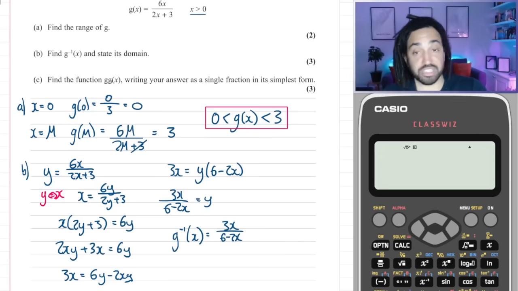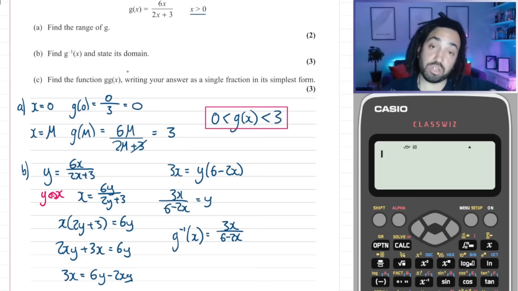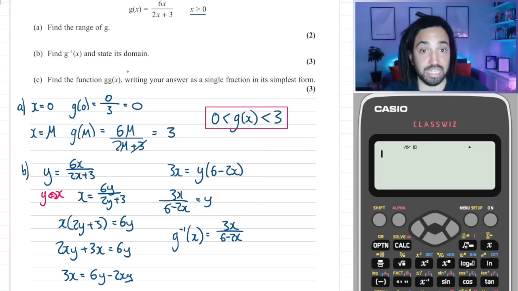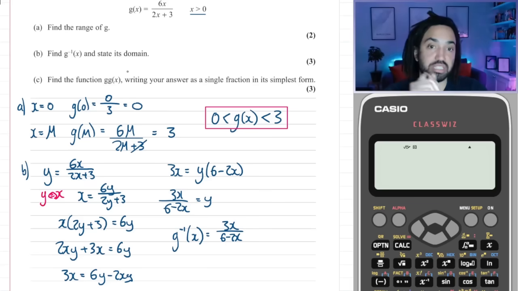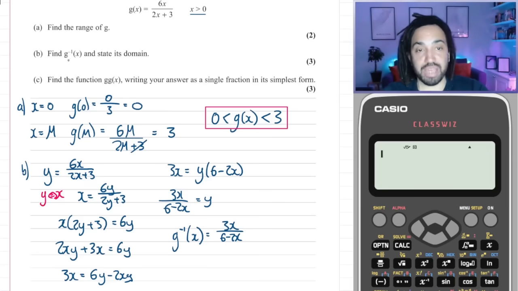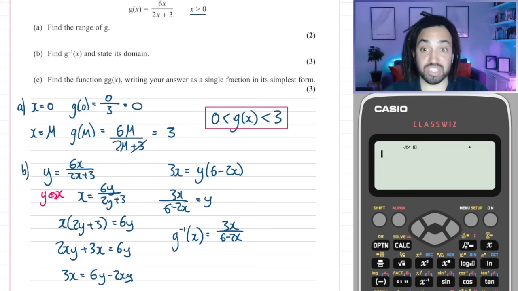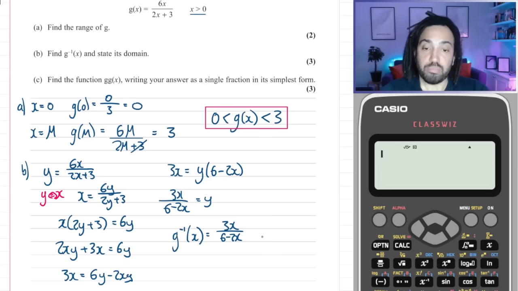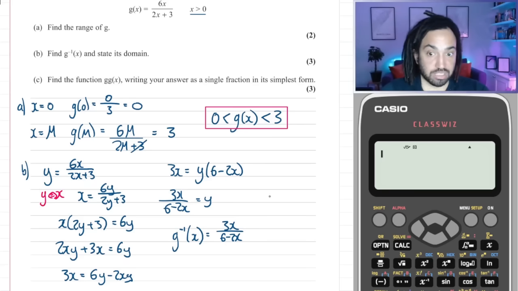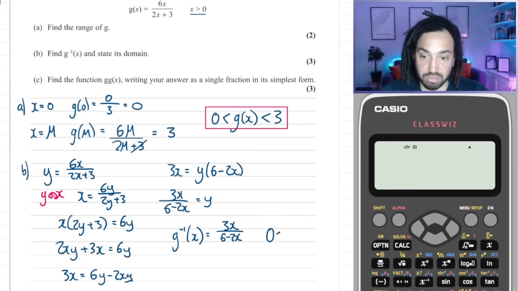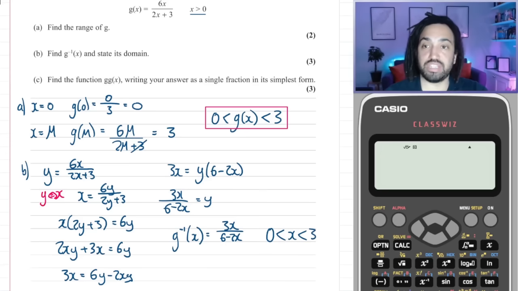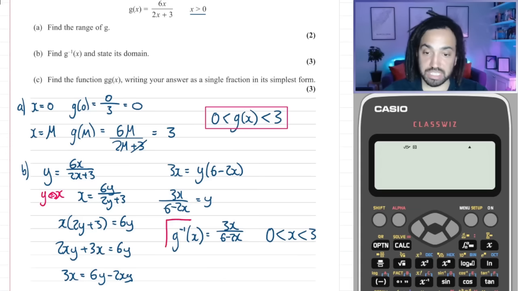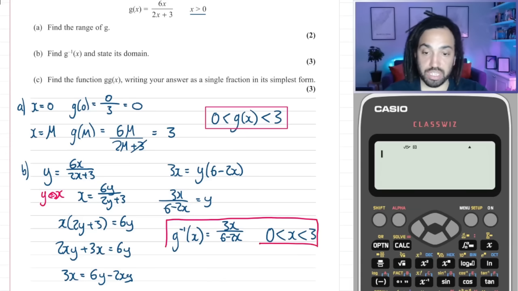Now it says to state the domain, which is important when you are creating an inverse function. You must state the domain, even if the question doesn't ask for it. I have seen questions where you still need to state the domain. And the domain of the inverse is the same as the range of the original. But when we write domain, we must write x, not g of x. So it's 0 less than x less than 3. And that will be the domain of the inverse because it is the same as the range of the original.